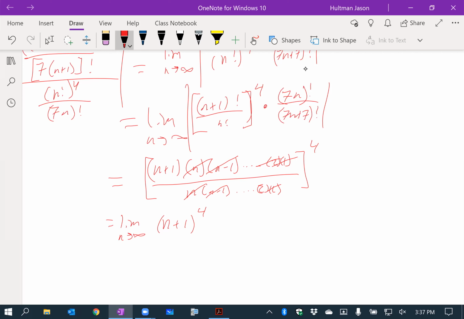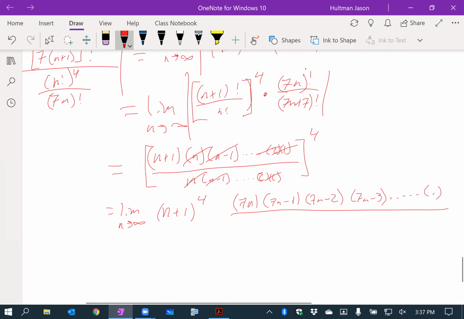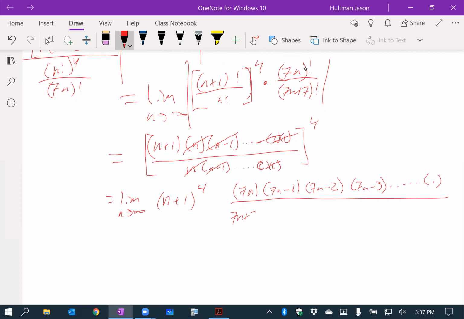So this one is probably the one where you're wondering, how do you factor this thing? Well, here's what we do. This thing is really 7n times 7n minus 1 times 7n minus 2 times 7n minus 3, dot dot dot, all the way to 1, all over 7n plus 7, 7n plus 6, dot dot dot, all the way to 7n plus 1, 7n times 7n minus 1, dot dot dot, all the way to 1.